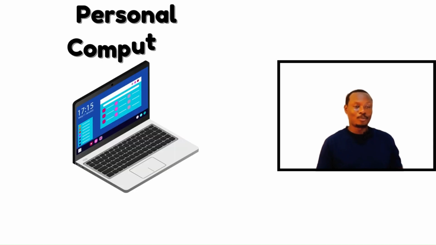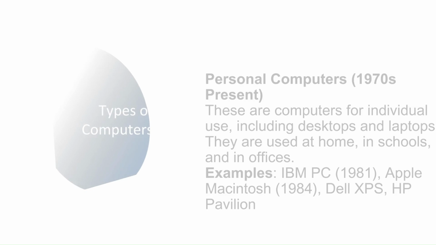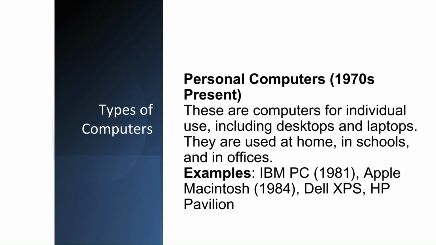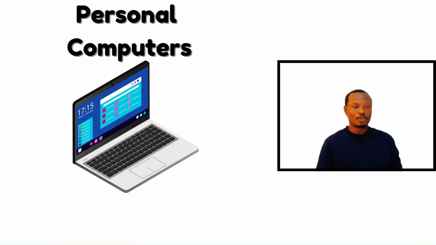Now the one that is very common, that's the personal computers. Companies started manufacturing these computers from the 1970s, and they are still producing them. These are computers for individual use. You and I, they are the types that we use in our homes and offices, for typing, for browsing, for playing video games. So we have the Apple, we have HP, we have Dell. These are the personal computers.